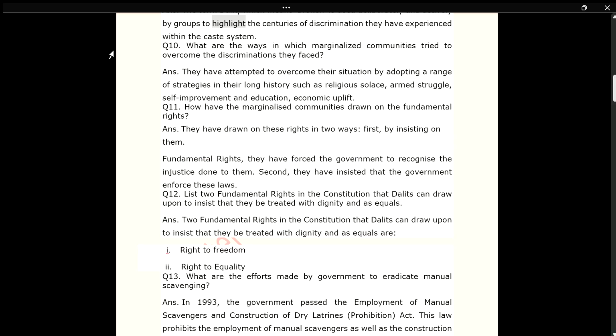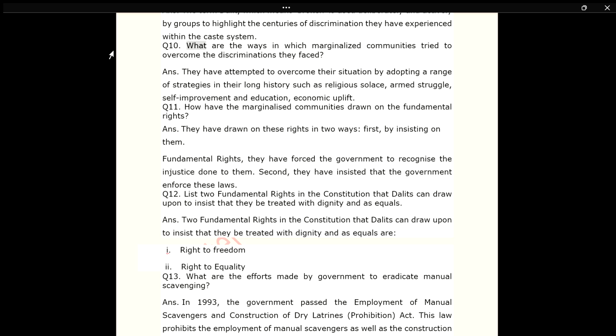Q8. What is Article 17 of the Indian Constitution? Ans. Article 17 of the Constitution states that untouchability has been abolished. What this means is that no one can henceforth prevent Dalit from educating themselves, entering temples, using public facilities, etc. Q9. What do you understand by the term Dalit? Ans. The term Dalit, which means broken, is used deliberately and actively by groups to highlight the centuries of discrimination they have experienced within the caste system.